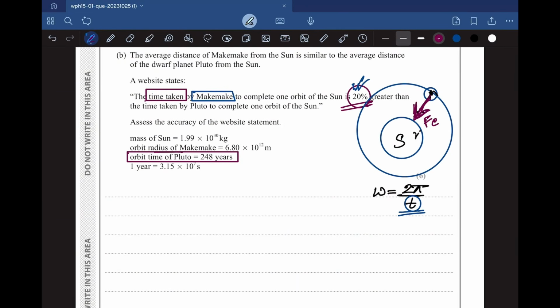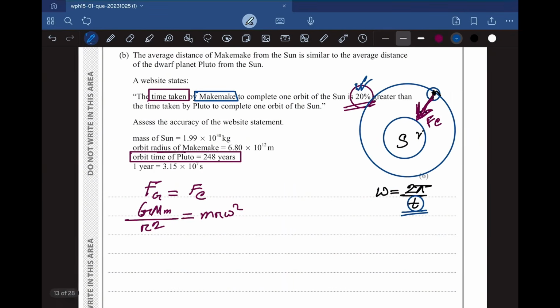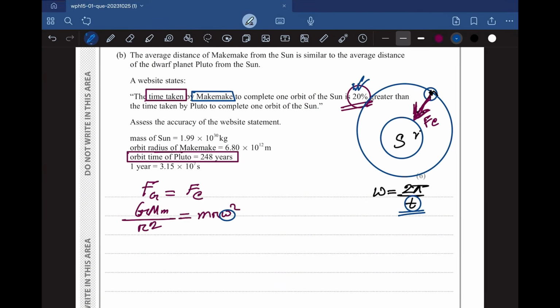So we can say that gravitational force is equal to the centripetal force, right? The gravitational force is going to be right here, GMm by r squared, which is equal to m r omega squared, right? Now we'll have to figure out the angular velocity. This is going to be our subject. So if we make angular velocity the subject, it becomes omega equals the square root of GMm divided by r cube.